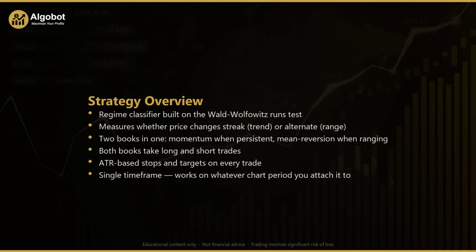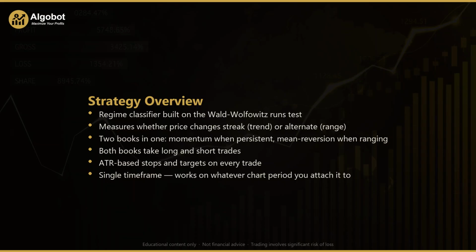Here is the core idea. On every completed bar, the strategy looks at the last 20 close-to-close price changes and records only their sign, whether each change was up or down. A run is a block of the same sign in a row. If price is trending, you get a few long runs. If price is chopping sideways, you get many short runs as the signs flip back and forth. The Run's test converts the number of runs into a z-score that compares what we observed against what a purely random walk would produce. That single z-score does all the work.